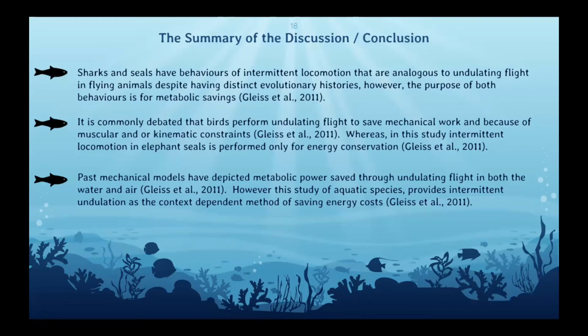It is commonly debated that birds perform undulating flight to save mechanical work and because of muscular and/or kinematic constraints, whereas in this study, intermittent locomotion in elephant seals is performed only for energy conservation. Past mechanical models have depicted metabolic power saved through undulating flight in both the water and air. However, this study of aquatic species provides intermittent undulation as the context-dependent method of saving energy costs.